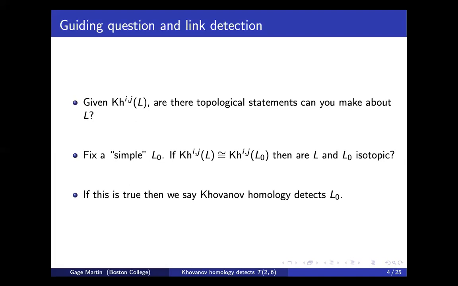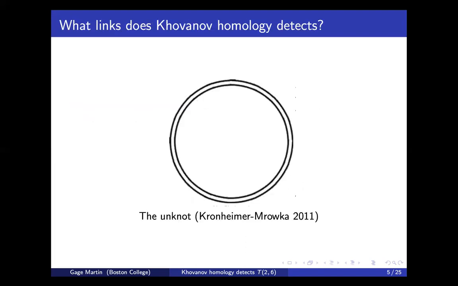So with this setup, we might want to know what links are known to be detected by Khovanov homology. The first result in this direction was due to Kronheimer and Mrowka, where they showed that the unknot is detected by Khovanov homology. And I think every other result since then is in some way building on this, because if Khovanov homology didn't detect the unknot, you wouldn't be able to show Khovanov homology detects these other links either.